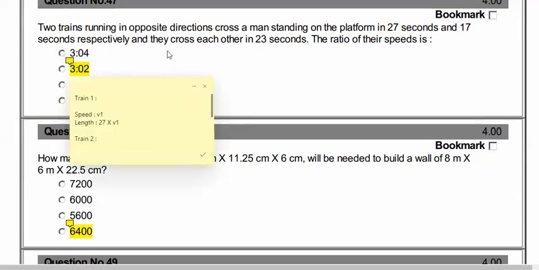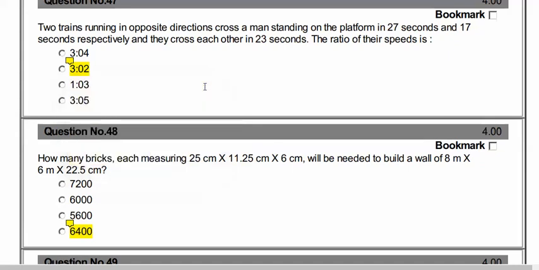That is, train 1 passes a man in 27 seconds. The train 1 speed is v1, so the length of the train is 27 into v1. In the case of train 2, the speed is v2 and it passes a man standing in the station in 17 seconds, so the length of the train is 17 into v2. So 27 into v1 plus 17 into v2 is equal to v1 plus v2 into 23. By calculating this equation, we get the ratio of v1 and v2.